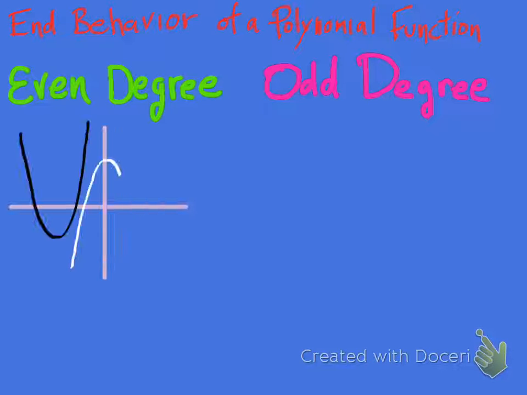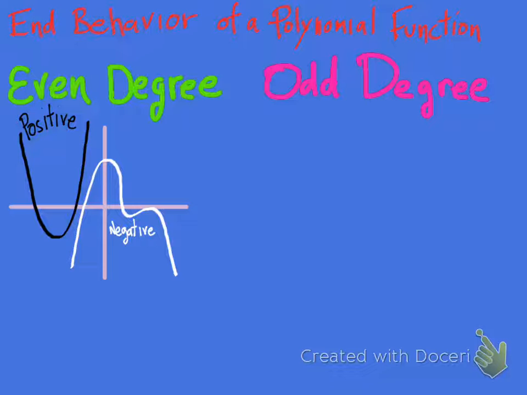Here's a graph of a couple of even degree polynomials. You can see a positive one is in the black and a negative one is in the white there. And one of the things you should notice about the ends of these even degree polynomials is that they both point in the same direction. All right, and if it's a positive even degree polynomial, it points up. That is, the ends point up. And if it's a negative even degree polynomial, the ends point down.